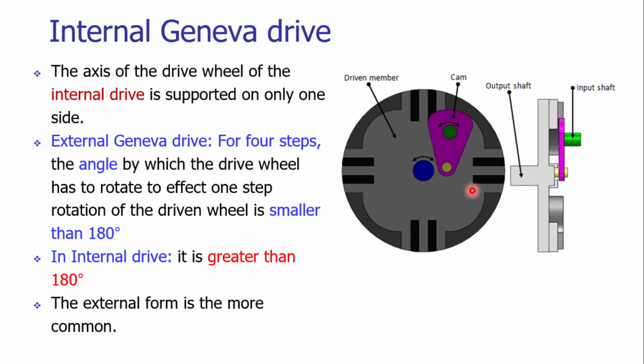To have one step rotation of the Geneva mechanism, how much is the cam rotating, or how much is the driving wheel rotating in a simple Geneva mechanism? If the arrangement is external, then the drive wheel rotates less than 180 degrees, and only then are we getting one step. But in internal drive, the drive wheel has to rotate more than 180 degrees.